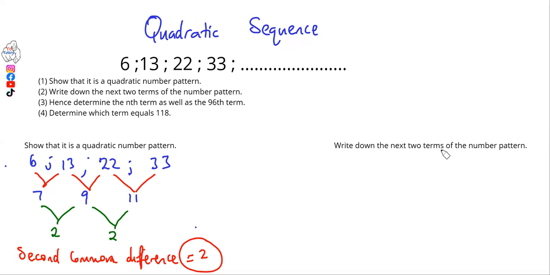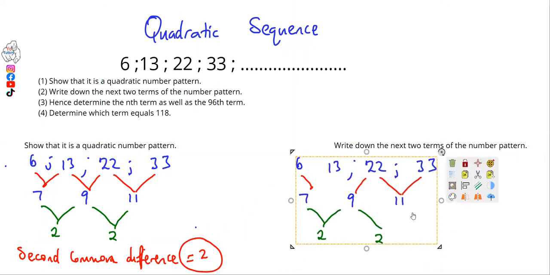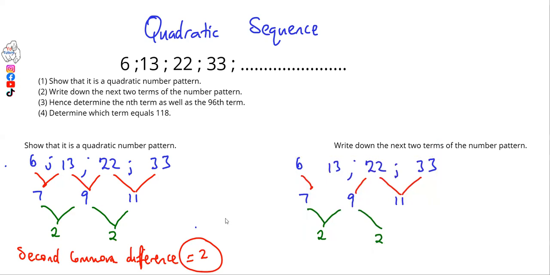Write down the next 2 terms of the quadratic pattern. Now, let me just copy this. Okay. If we have this, we've got a second difference of 2. Now we want the next 2 terms. So how do we get the next 2 terms?